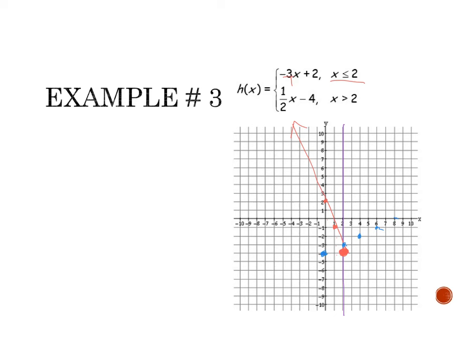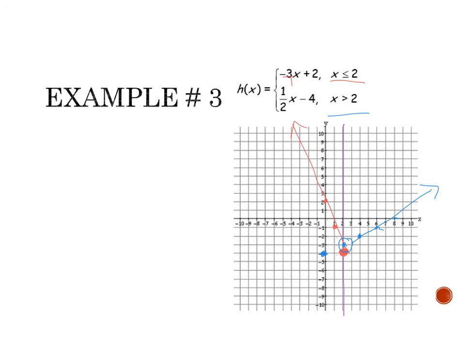Now on my fence, my inequality says x is greater than 2. The greater than means I'm going to graph to the right, but there's not an equal to, so I'm going to draw with an open circle right on the fence, and then graph to the right. Please make it very obvious if it's an open or closed circle.